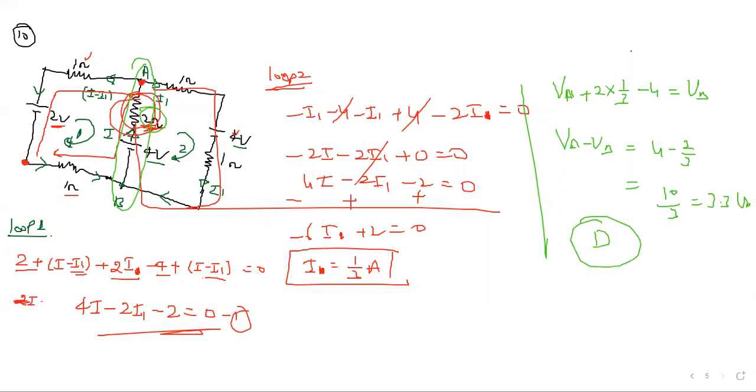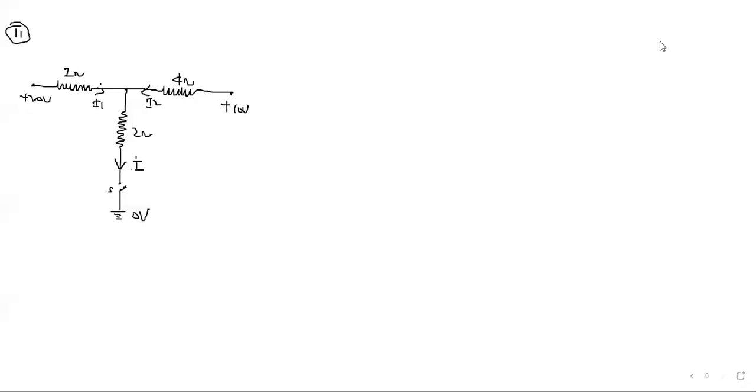So simply we wrote Kirchhoff's law. That's all. Okay, question number 11. Look here, a simple circuit is given, and they ask what is the current I flowing in the branch when switch S is closed. So it's a simple question based only on Kirchhoff's first law.